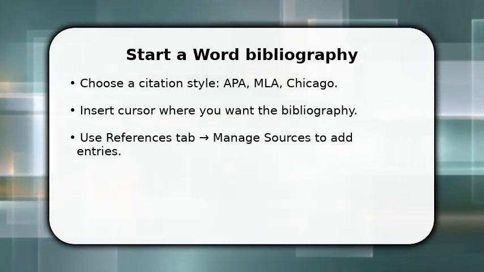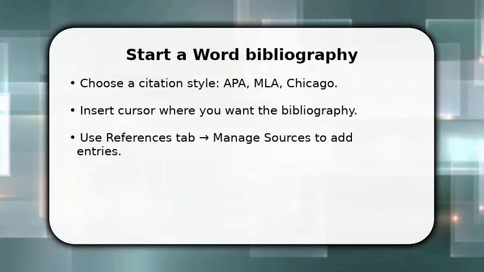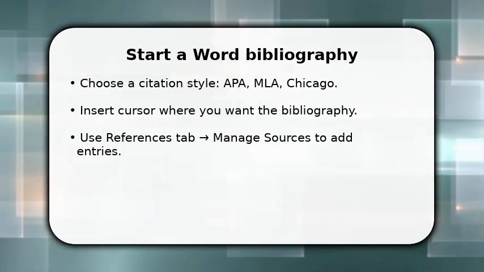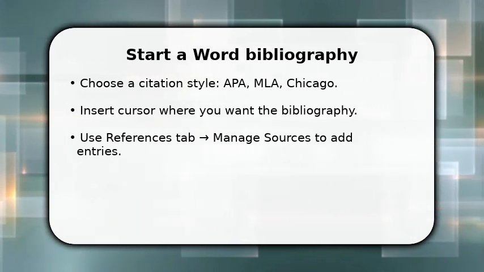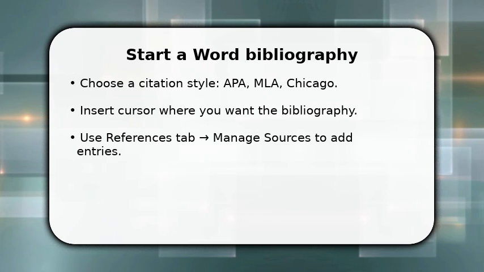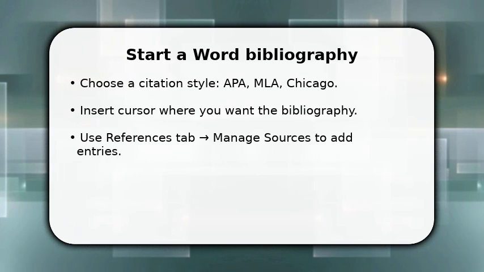Next, add sources right away. Click Manage Sources, then New to enter author, title, year, and type. Once done, make sure each source is complete so citations generate correctly. You'll save time later by filling publisher and URL fields now. This avoids manual fixes when producing the bibliography.